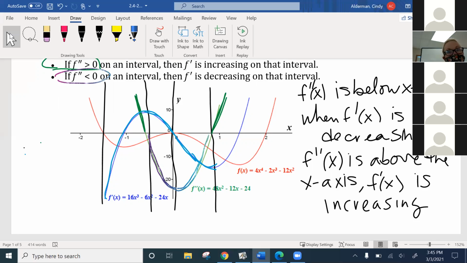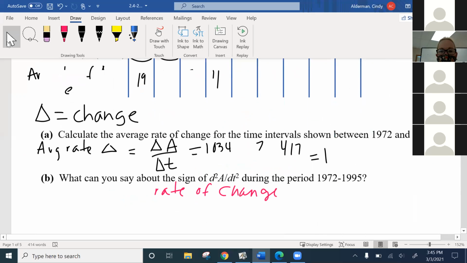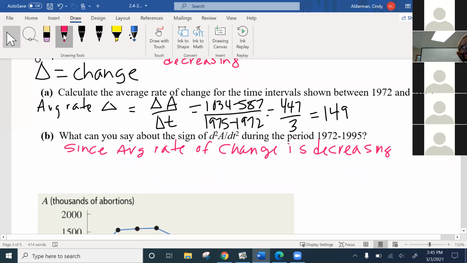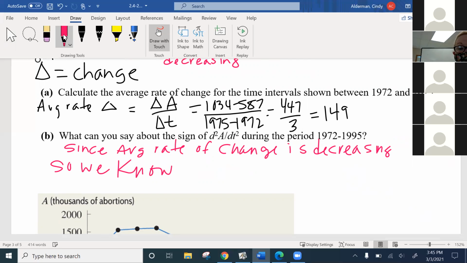This diagram right here, use that, okay? It'll be very helpful when you're answering questions. Okay. So since the average rate of change, our first derivative, is decreasing, we know that the second derivative must be below the x-axis, okay? So we know the second derivative is less than 0, or you can say below the x-axis.